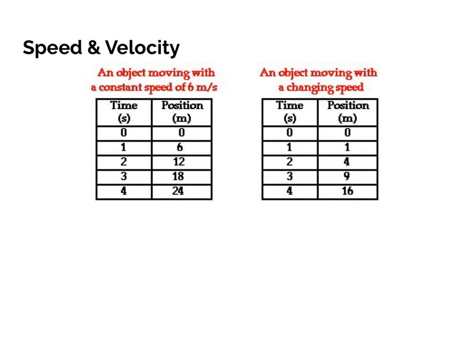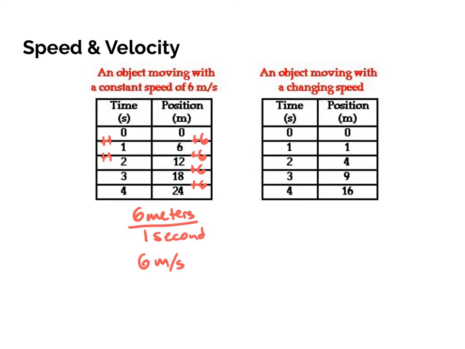You'll notice that in this table, if we look at the position in meters, and I want to refer to speed, notice in this table that as the time values are going up by 1 every time, you'll see here that these values are going up by 6 every time, which means that this object is moving 6 meters every 1 second, which would be 6 meters per second. So the average speed here would be 6 meters per second.